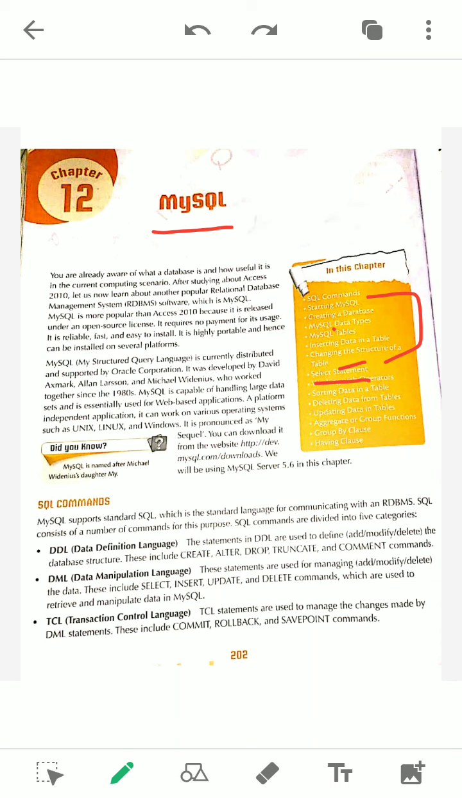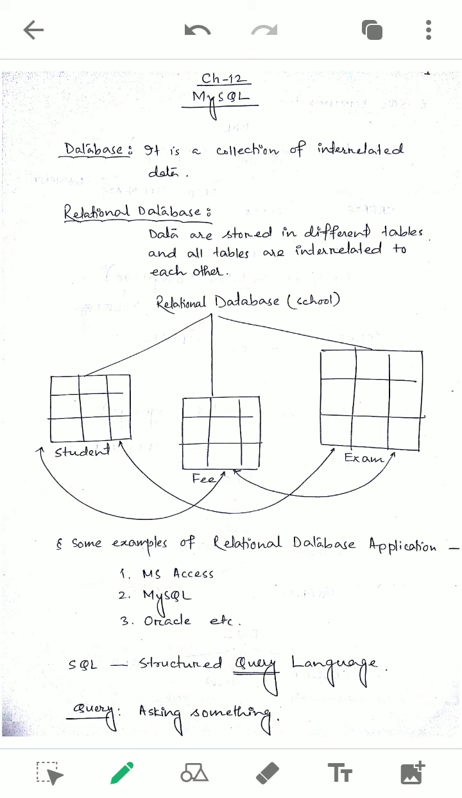Now what is this actually? Before starting the chapter, we must have some knowledge about what a database is. For that I have drawn some pictures here, so you will get the definition of database. The definition of database given is: it is a collection of interrelated data. I will give some examples so that you understand what a database actually is.